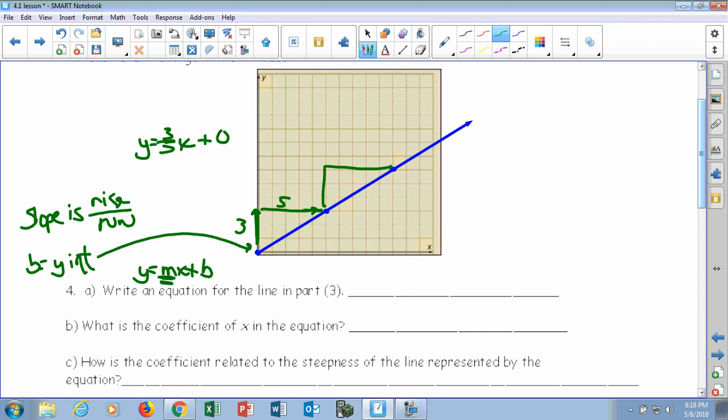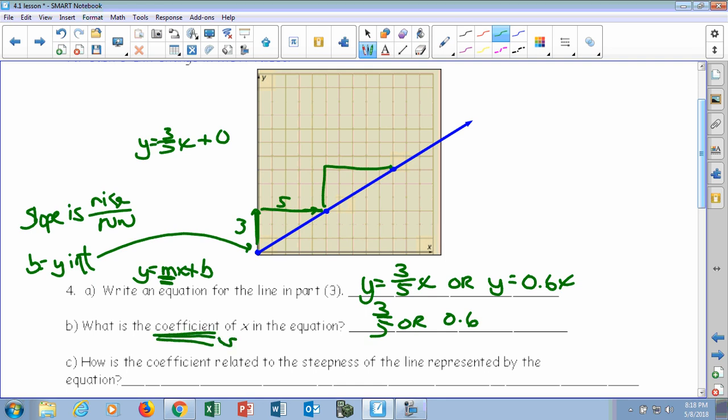Well, I don't need the 0, right? So I could write this as y equals 3/5 x, or I could write it as a decimal, y equals 0.6x. Both equations mean the same thing. And the coefficient in front of x, the number in front of x, is 3/5, or 0.6. That number, that coefficient that's in front of the x, that's the slope. So whenever you see that equation, that number in front of the x will always tell you the slope, rise over run.